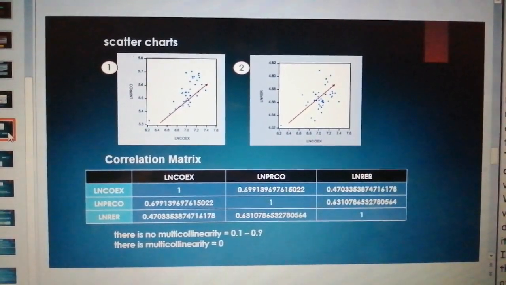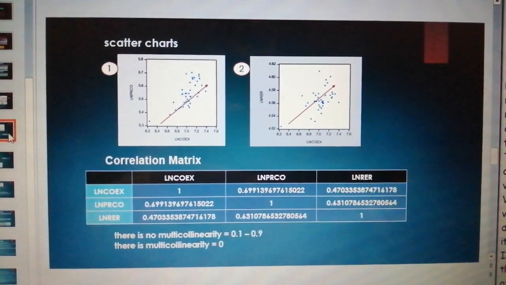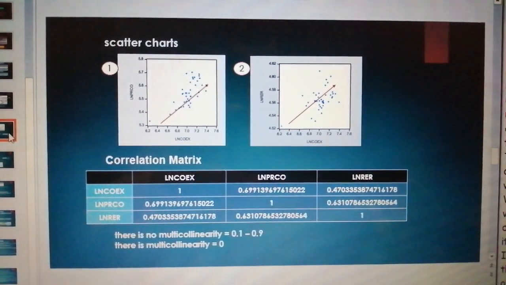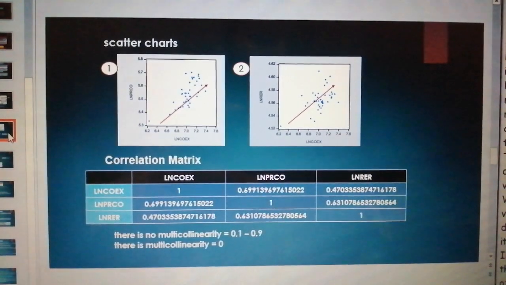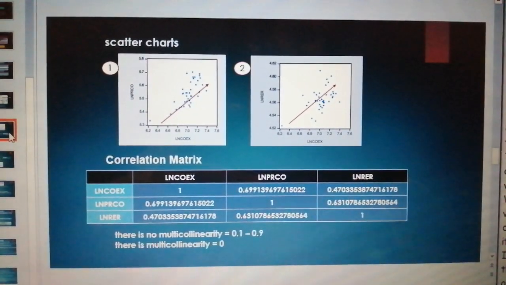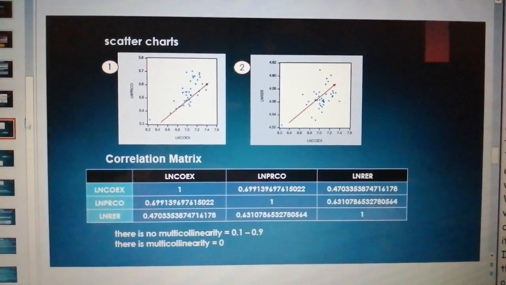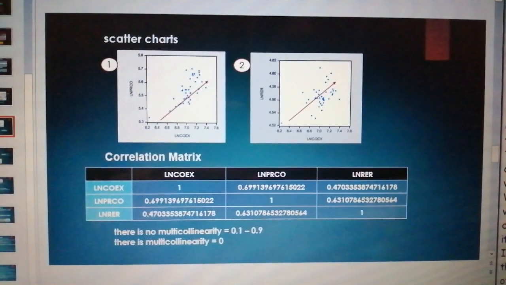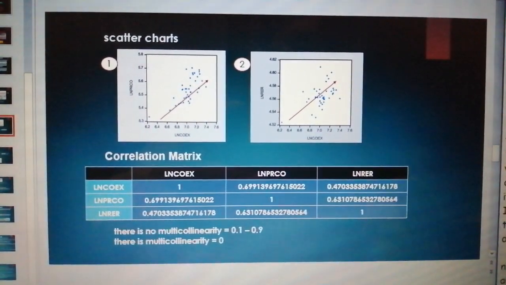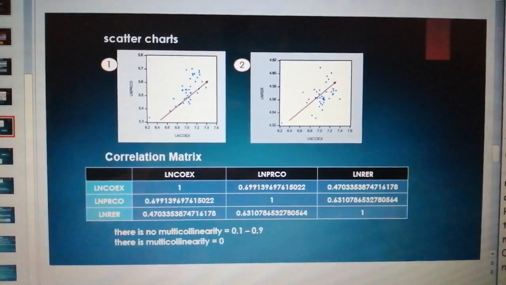The correlation matrix indicates the degree of correlation between each pair of variables. We are interested in the independent variables being closely related to the dependent variable, so that they can explain its variability well. In addition, the matrix also shows that there is no multicollinearity, since the values of the variables are not very close to 0.